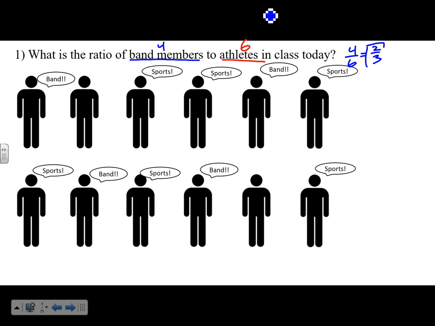You can also do your ratio, occasionally they do it this way, 4 to 6. Again, you can reduce that down to 2 to 3, but I'm going to stick with doing the fractions because that's a lot easier to do some of this other math with, and that's a lot more of what we're used to.